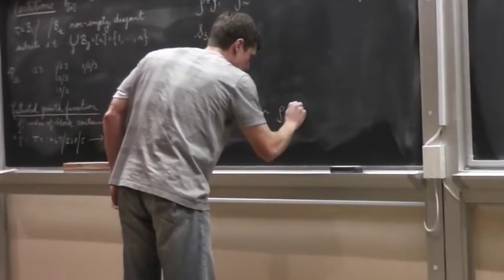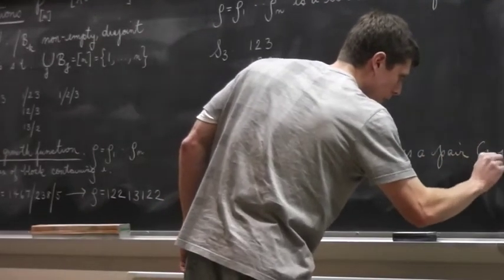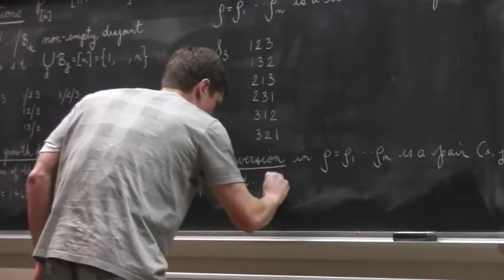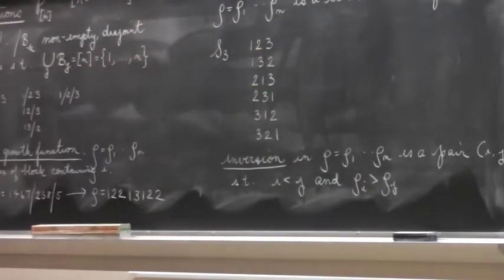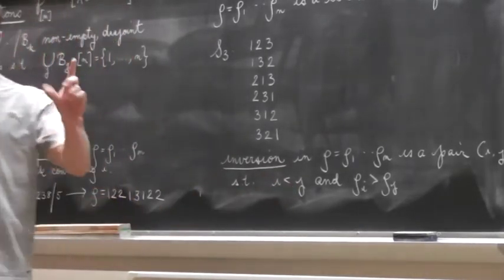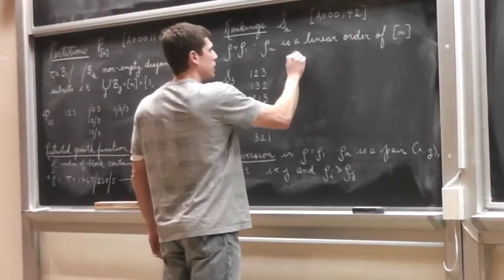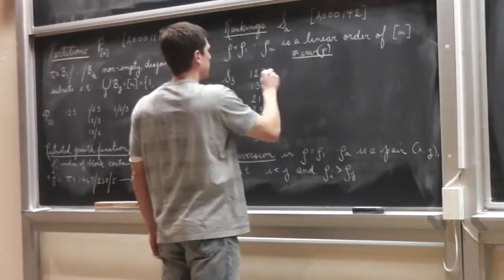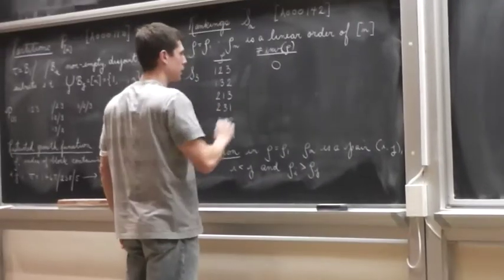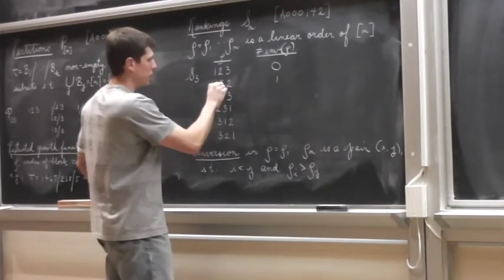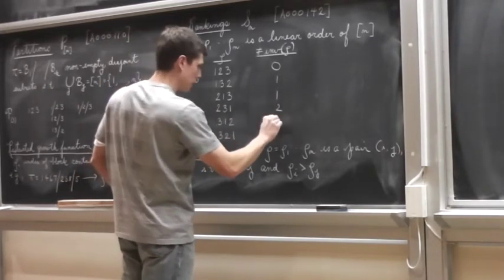So an inversion in the ranking rho is a pair i, j for which i is less than j and rho i is bigger than rho j. That means just that the elements that appear in positions i and j are in the wrong order, if we think about the right order being that they're listed in increasing order. So the statistic that we'll be interested in for rankings will be the number of inversions. The number of inversions here is 0, since this is just in increasing order. There's one inversion here given by 3 and 2, one inversion here, 2 inversions given by 2, 1 and 3, 1, and so on.